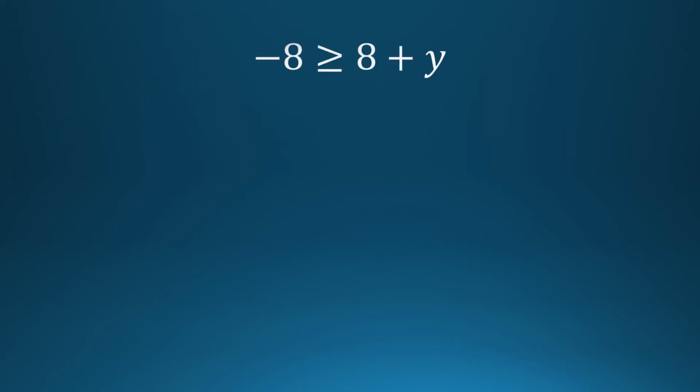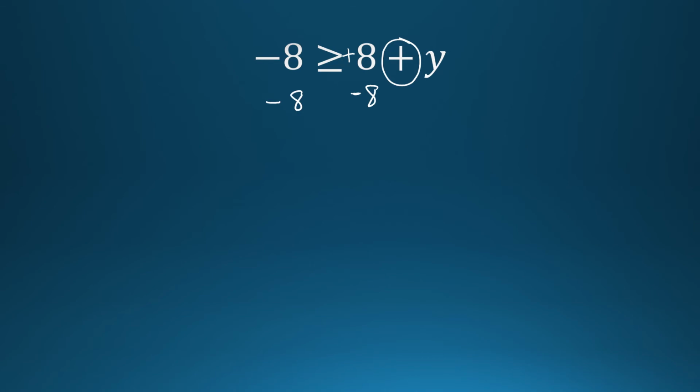Going on to the second inequality, we're looking at -8 is greater than or equal to 8 plus y. Again, we're trying to get y by itself. The 8, technically, we're adding because it's positive. This plus sign right here just goes with the y. It doesn't go with the 8. So we have to think about, okay, is the 8 positive or negative? In this case, it's positive, which means we have to subtract 8 from both sides to get y by itself.